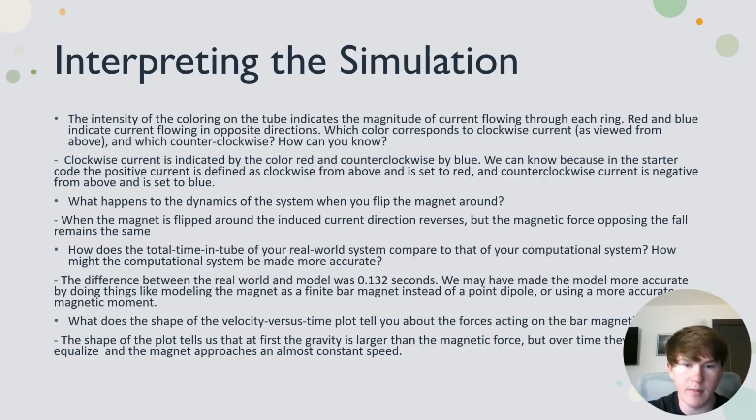How does the total time in the tube of your real-world system compare to the computational model? The difference was about 0.132 seconds. And to make the model more accurate, we could have done things like model the magnet as a finite bar magnet instead of a point dipole, or use a more accurate magnetic moment. And then what does the shape of the velocity versus time plot tell you about the forces acting on the bar magnet? Basically, the plot tells us that initially the gravity is larger than the magnetic force, but over time they come to basically equalize and the magnet approaches an almost constant speed.